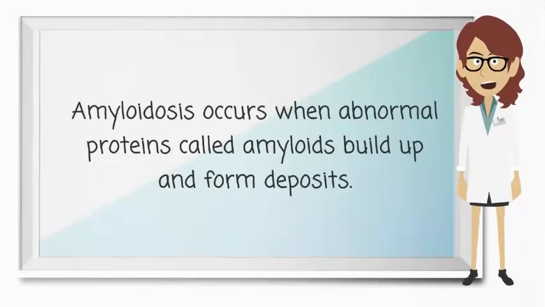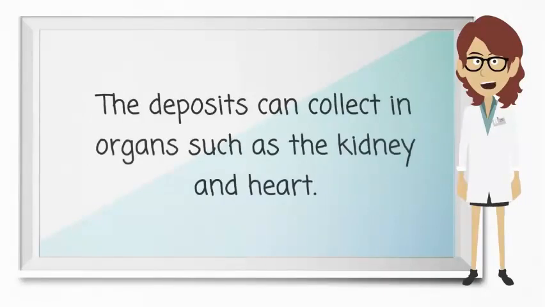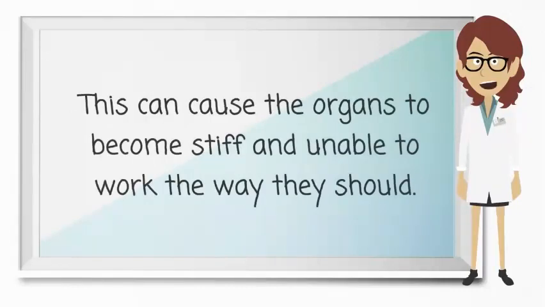Amyloidosis occurs when abnormal proteins called amyloids build up and form deposits. The deposits can collect in organs such as the kidney and heart. This can cause the organs to become stiff and unable to work the way they should.